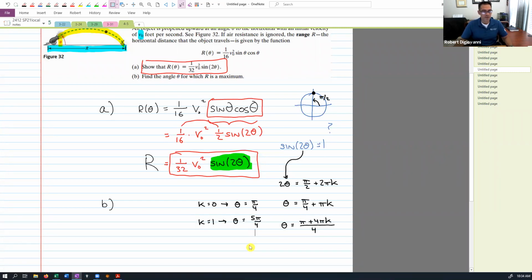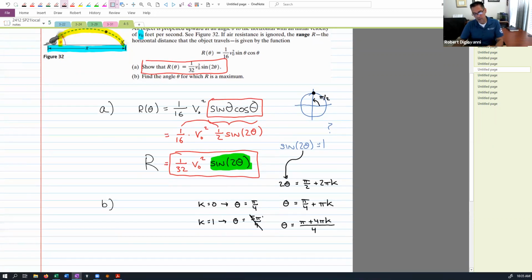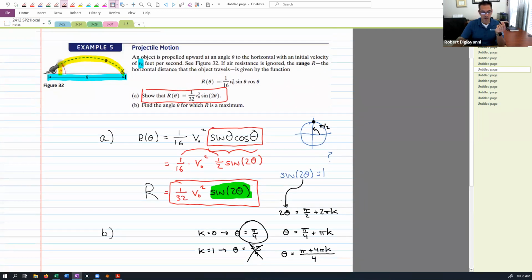I'm stopping there because theta is the angle of the cannon, right? So think about your cannon. If you're going to shoot your cannon, what should your restriction on theta be? Like the smallest it should be is 0, right? And the biggest it should be is like straight up, which would be pi over 2. So I shouldn't be looking at 5 pi over 4. That's bigger than 90 degrees. So my only answer should be pi over 4, which is 45 degrees. So pi over 4 or 45 degrees would be the answer.